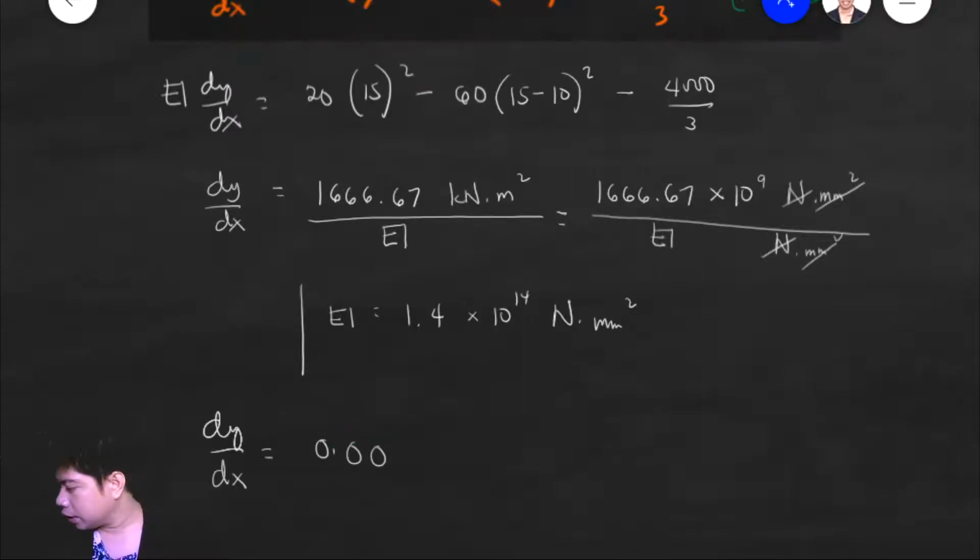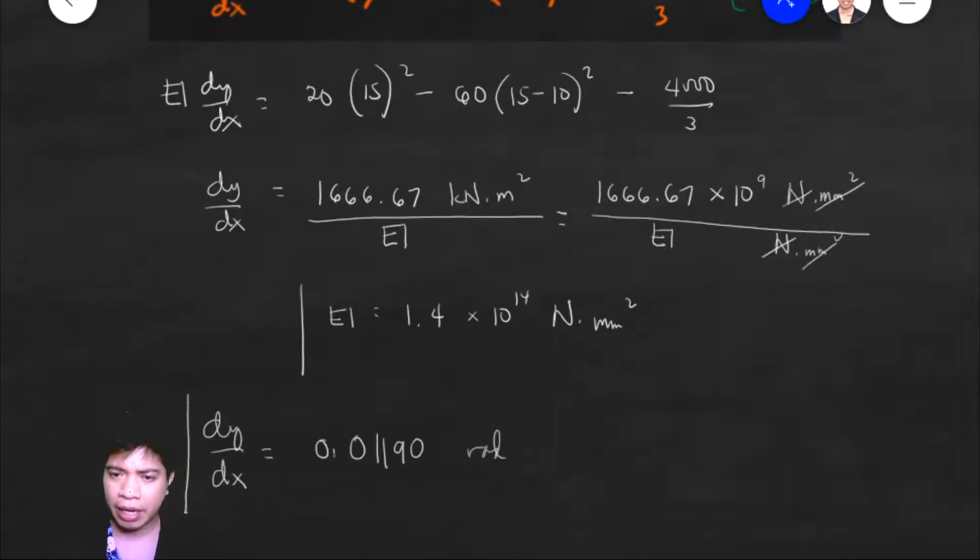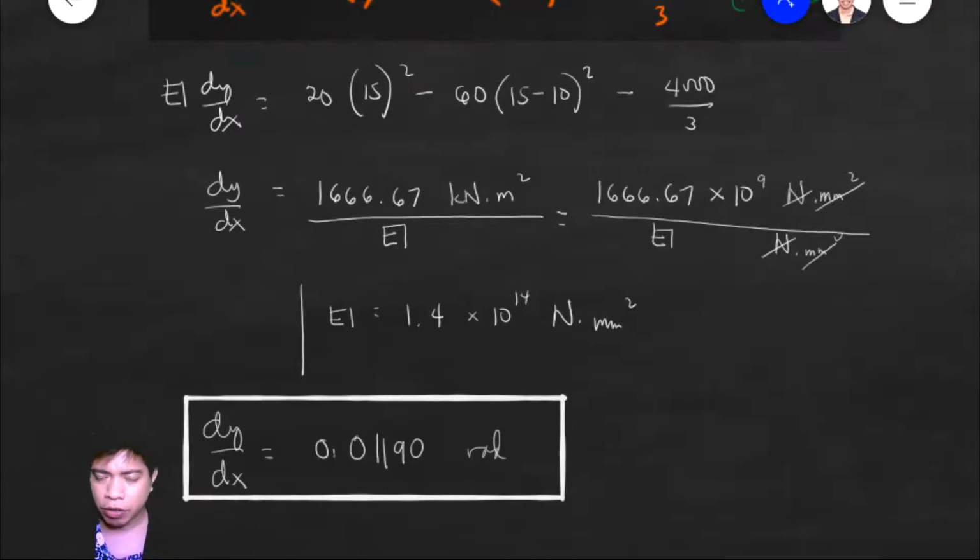0.01190 radian. So ito na nga guys yung ating lumabas na sagot. Positive yung lumabas na sagot. Okay? So tingnan nga natin guys kung tama yung ating mga naging ano kanina.